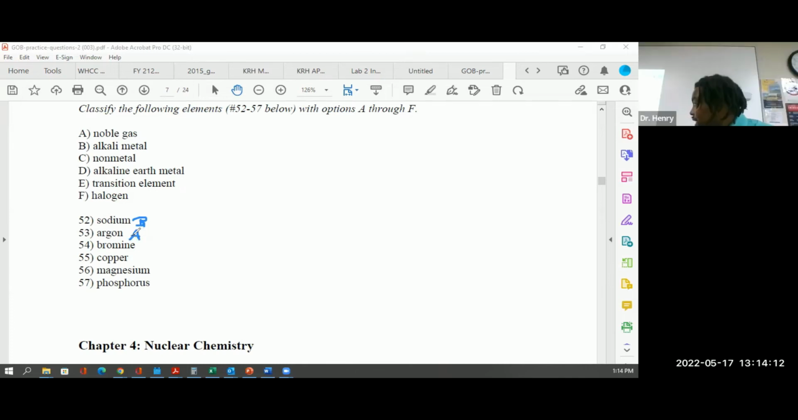What about bromine? Bromine. And also it's a non-metal since it's a gas, right? So it's A and C, okay? What about bromine?